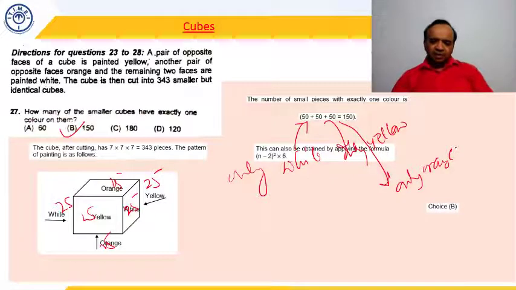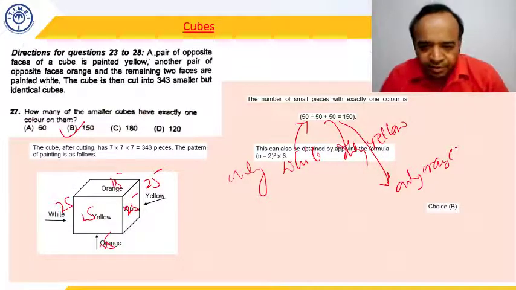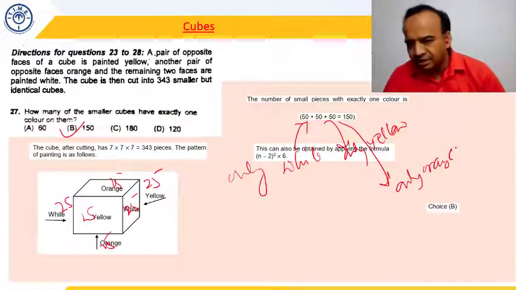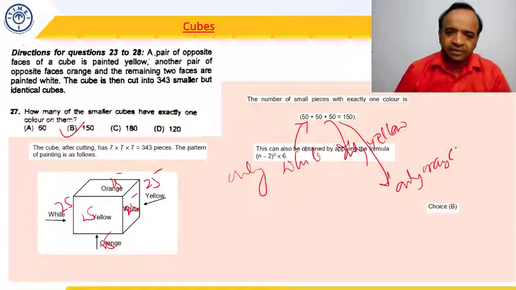You can also apply the formula we have discussed in the previous set: n minus 2 whole square. Since n is 7, 7 minus 2 whole square, that is 5 square, 25. Total number of faces we have is 6, and at each face n minus 2 square, 7 minus 2 whole square, that is 5 square, 25. Number of faces 6, 25 into 6 is equal to 150.